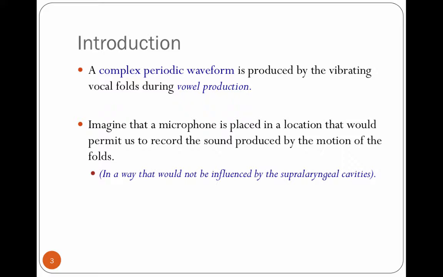So a complex periodic wave is produced by our vibrating vocal folds during vowel production. Imagine you did not have your head, and there was a microphone placed at the very top of your vocal folds. So without your oral cavity and without your nasal cavity, there's no way to influence the sound. How could you vary sounds that you produced without your oral cavity or nasal cavity? If I held a microphone directly to your vocal folds, what are some things that you could do to alter the sound that you produced?